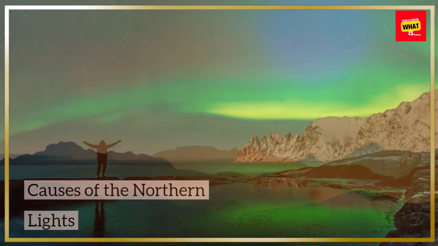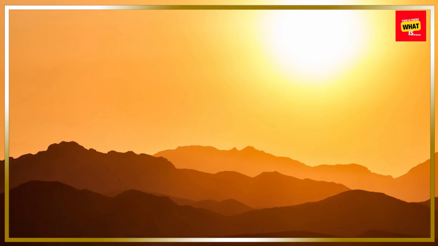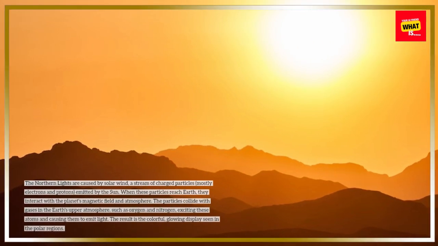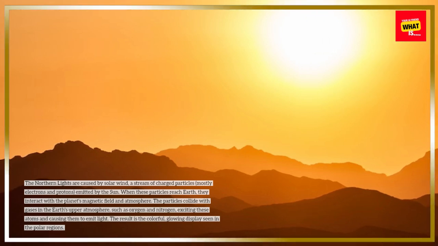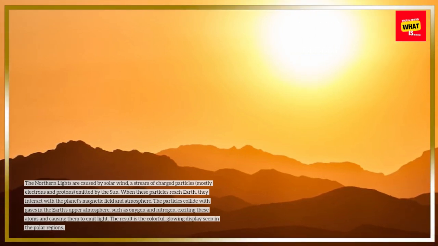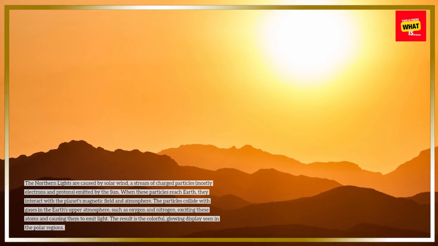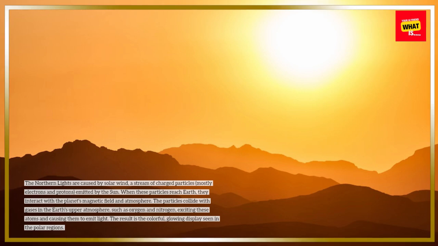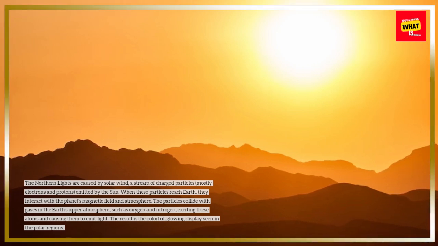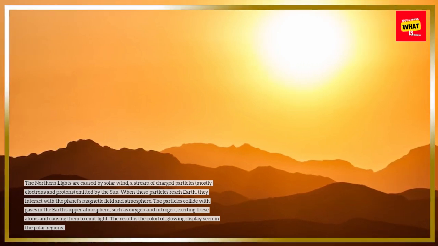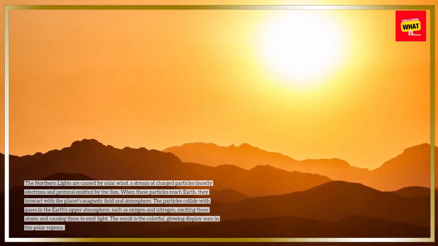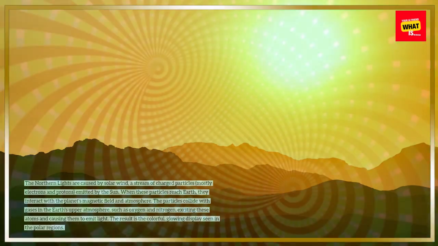Causes of the Northern Lights. The Northern Lights are caused by solar wind, a stream of charged particles, mostly electrons and protons, emitted by the Sun. When these particles reach Earth, they interact with the planet's magnetic field and atmosphere. The particles collide with gases in the Earth's upper atmosphere, such as oxygen and nitrogen, exciting these atoms and causing them to emit light. The result is the colorful, glowing display seen in the polar regions.